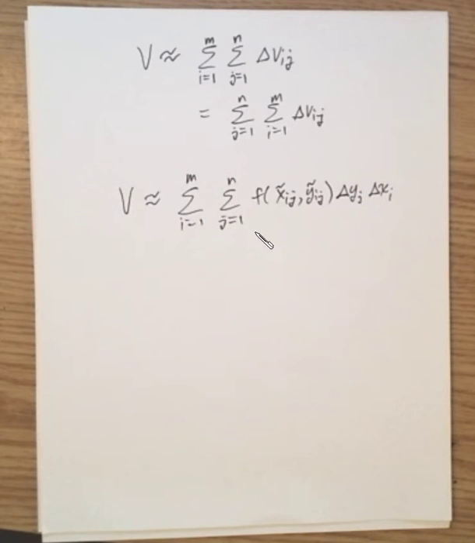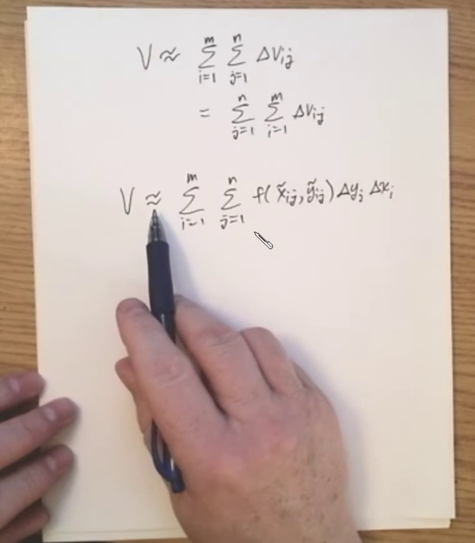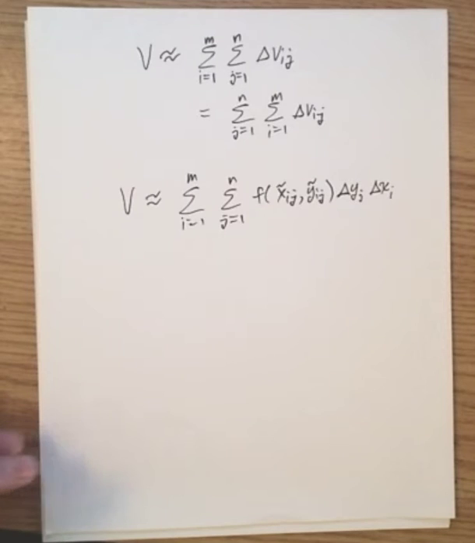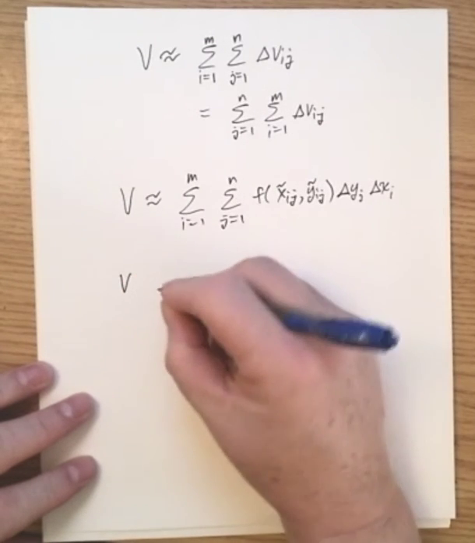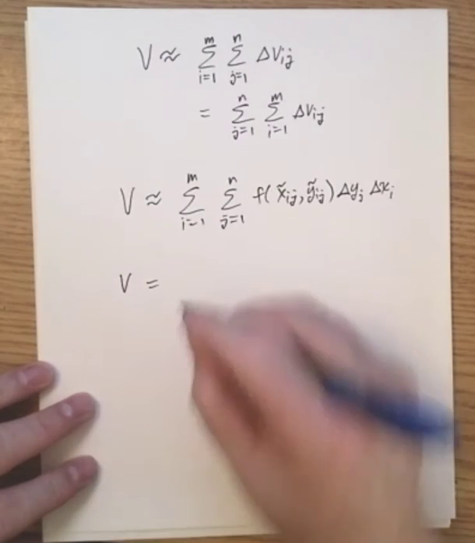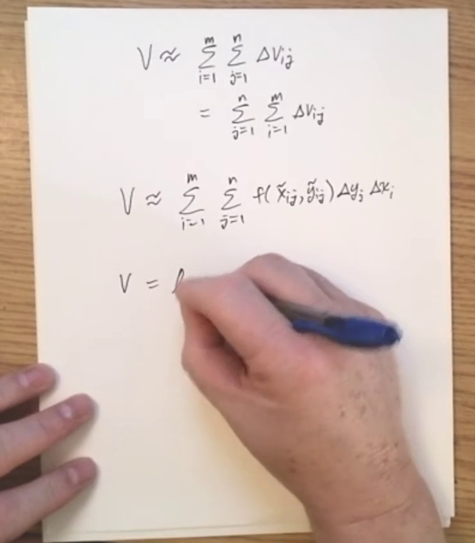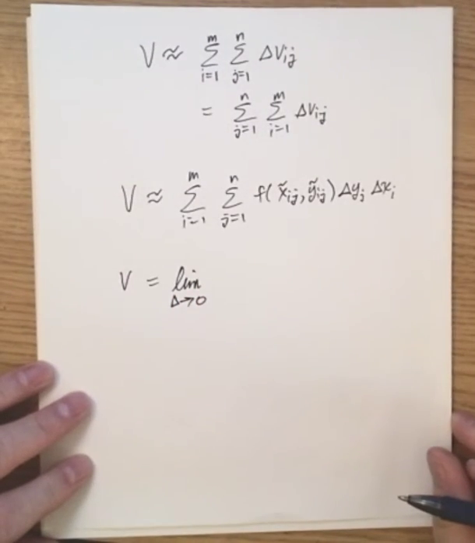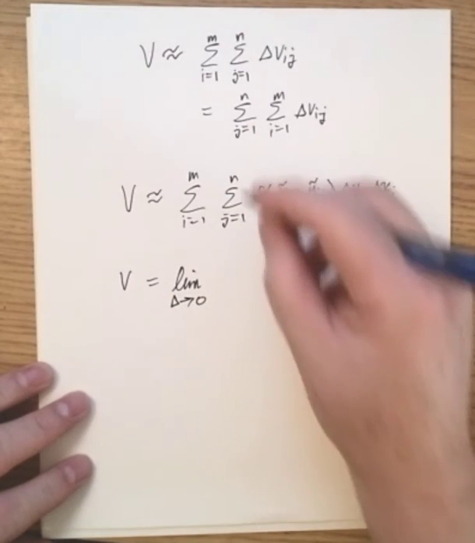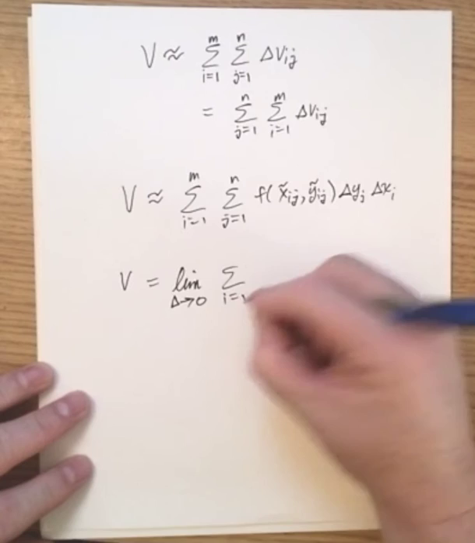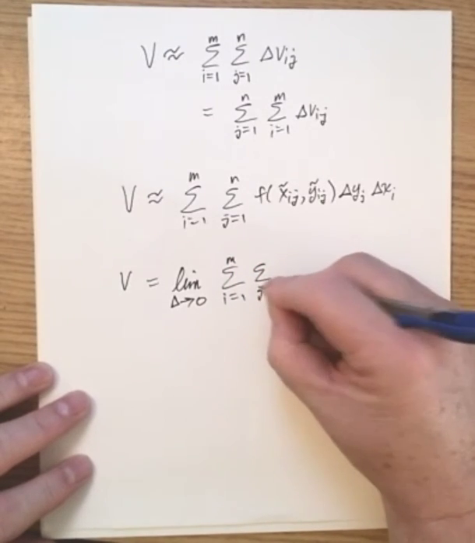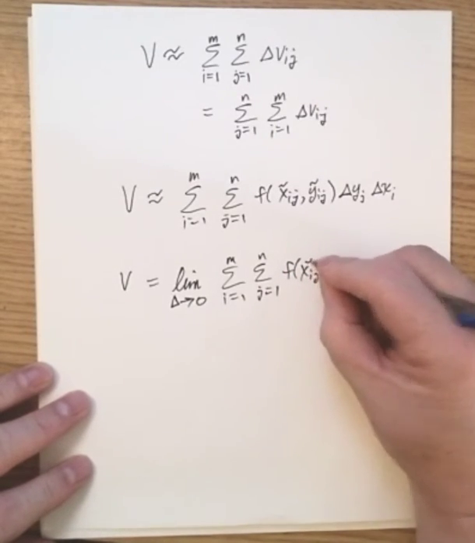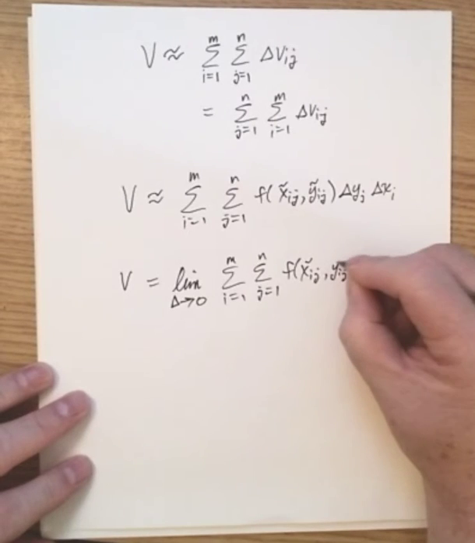Now, I could turn this thing around. I've only got an approximation symbol here. What is the actual volume of this thing? You could think of it as a definition if you want. This is actually equal to the limit as the norm of the partition, which I'm just going to call delta, goes to 0 of the summation, i goes from 1 to m, j goes from 1 to n, of f of x sub ij tilde, y sub ij tilde.